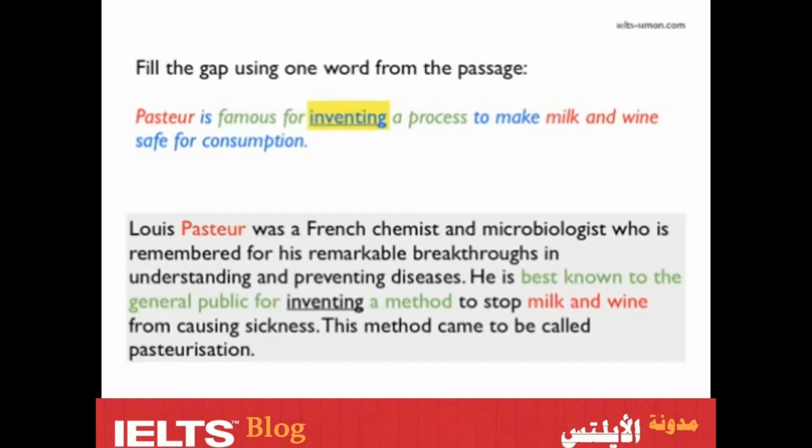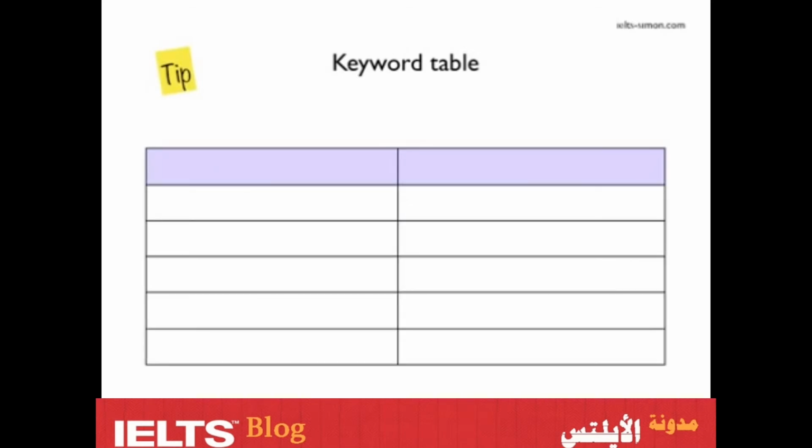Before we finish this lesson, here's a study tip. When studying IELTS reading tests with my students, we make keyword tables to show how we found the answers to each question. Here's an example keyword table. In the first column, we put the keywords that we underlined in the questions. And then in the second column, we put the similar words that we found in the passage.